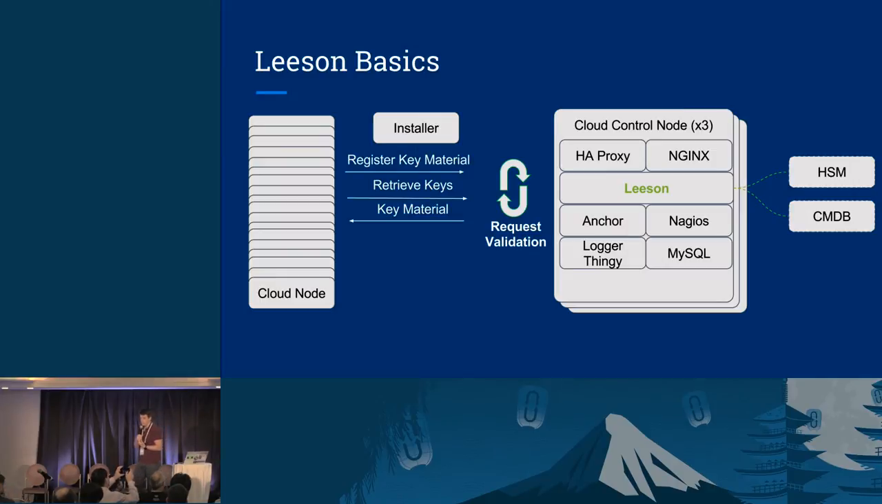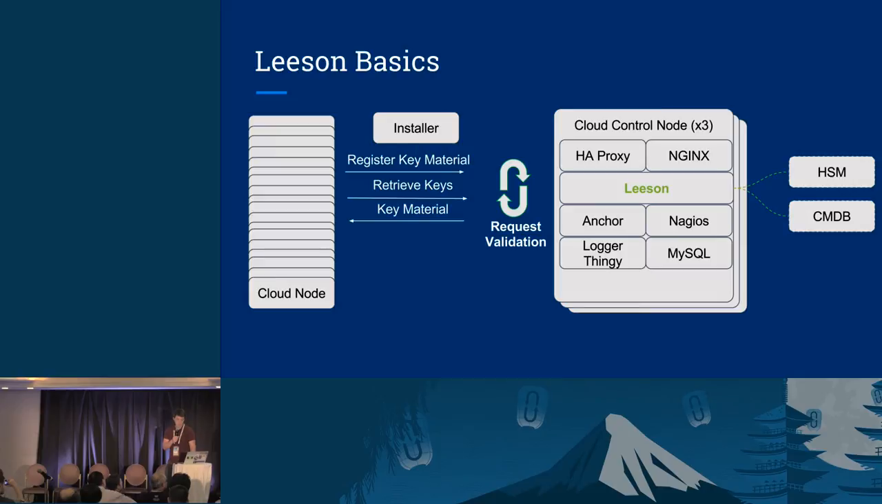This is vaguely Helion flavored, but should look familiar to anybody. Replace control node with director or whatever, and you translate to whatever your distribution is. Basically, we end up with a simple architecture like this, where Leeson is running on the control nodes. Initially, it would run on the installer for the registration phase.